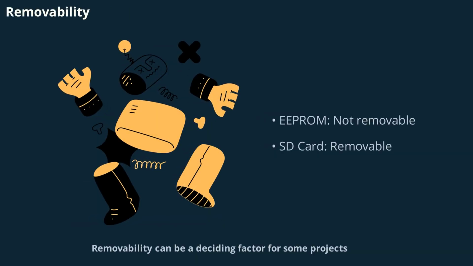Removability can be a deciding factor for some projects. EEPROM chips are soldered onto the board and are not designed to be removed. SD cards, on the other hand, are easily removable and replaceable by users. This feature is useful if you need to transfer data between devices or allow users to upgrade storage.